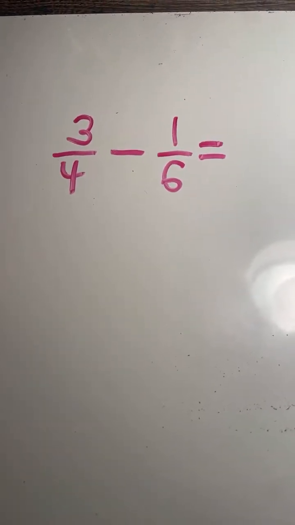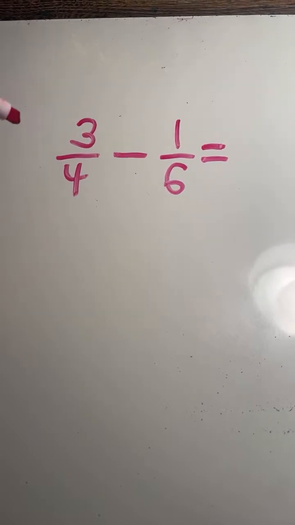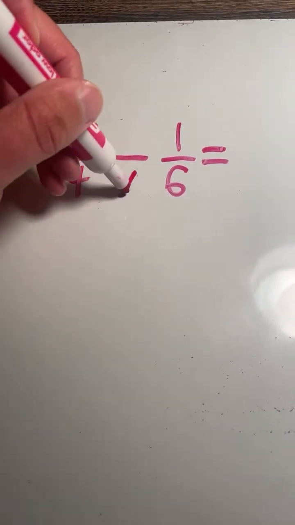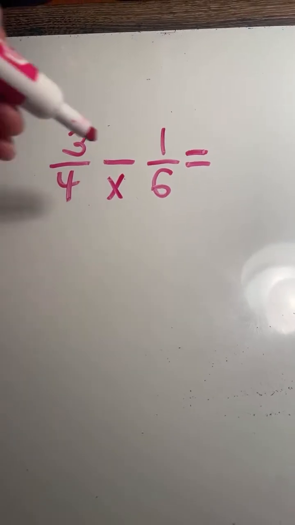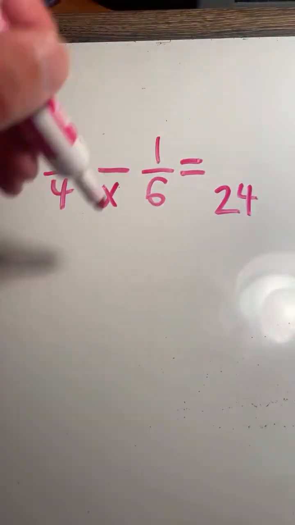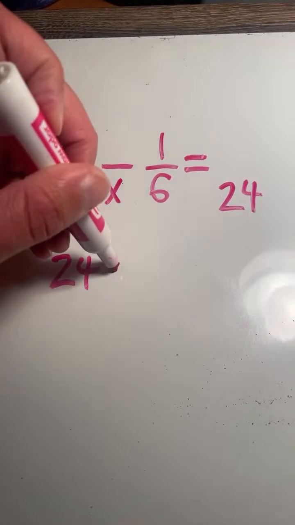So step 1, we have to multiply our two separate denominators to get a common denominator. We got to multiply 4 times 6. 4 times 6 equals 24. So 24 is our common denominator for this next problem.